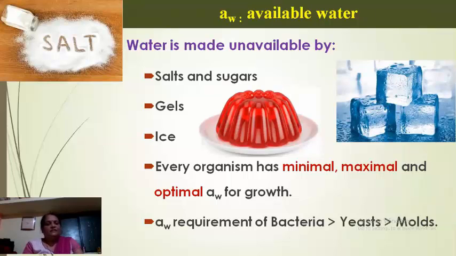Water is made unavailable by different things. When we add salts or sugars in the water, they bind water and they make the water unavailable. When the water is added with some gelling components or colloidal components, gel is formed and the water is made unavailable. When water is frozen to make ice, the water becomes unavailable.